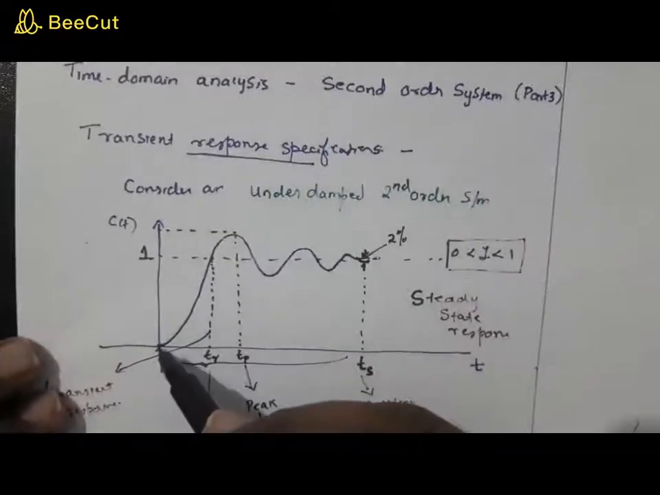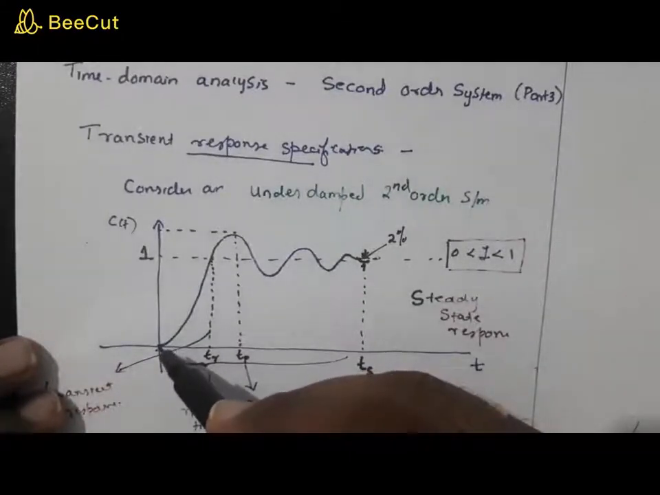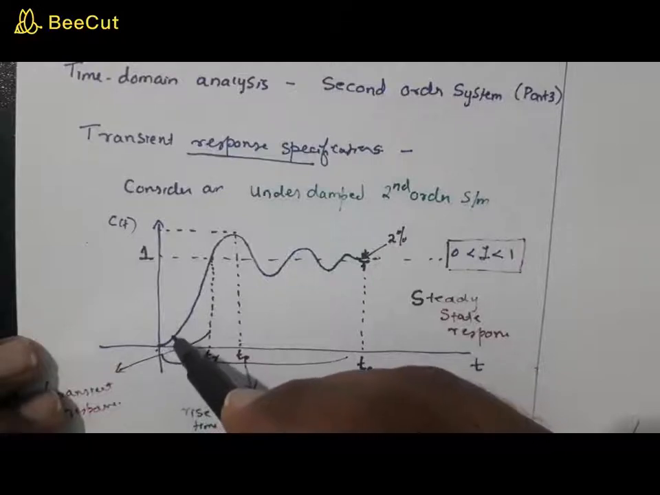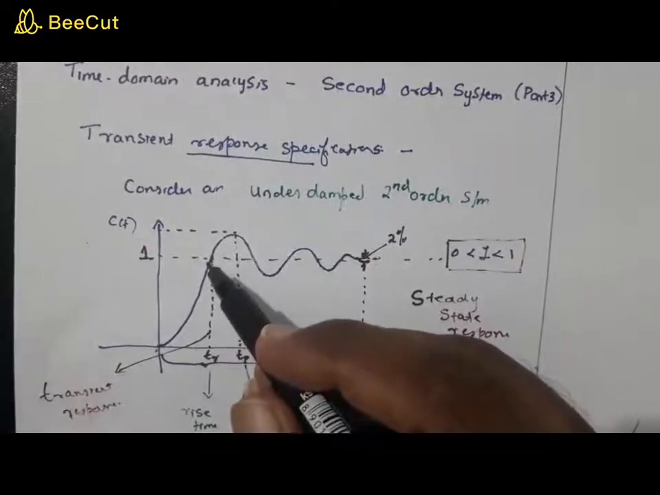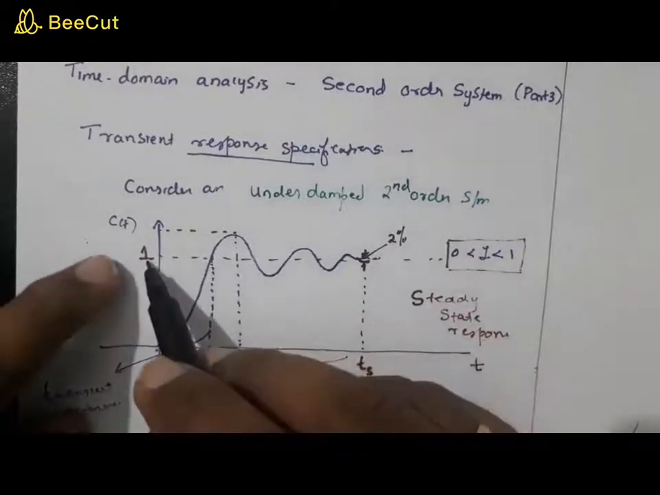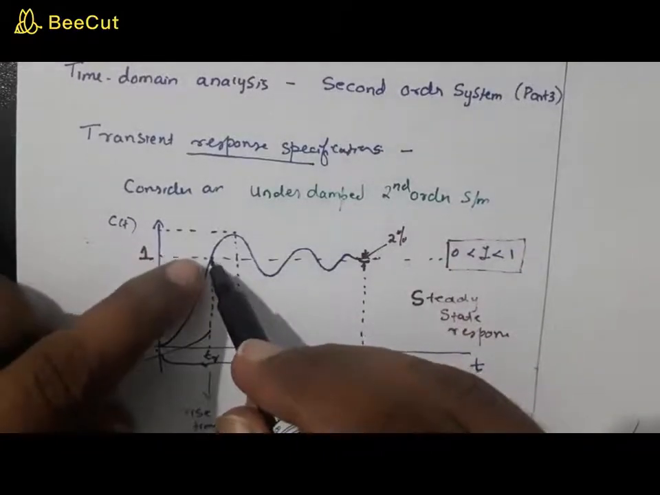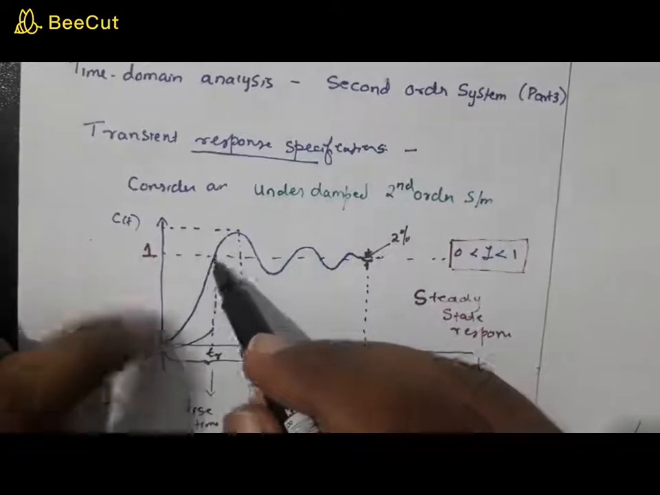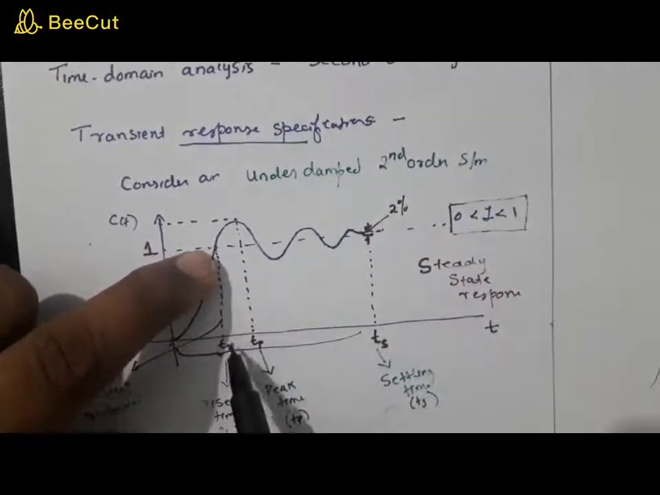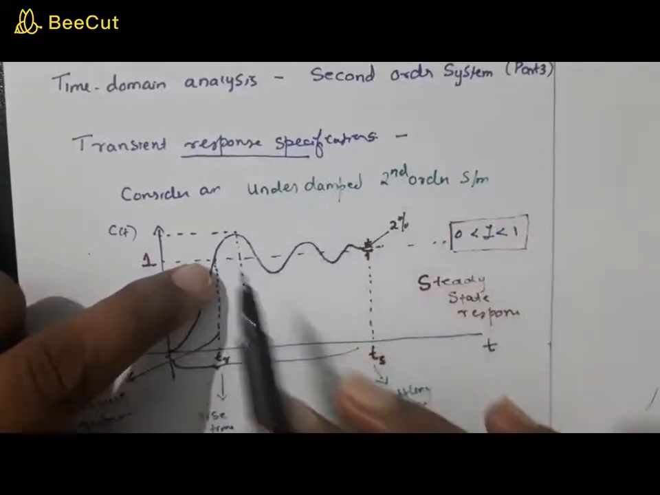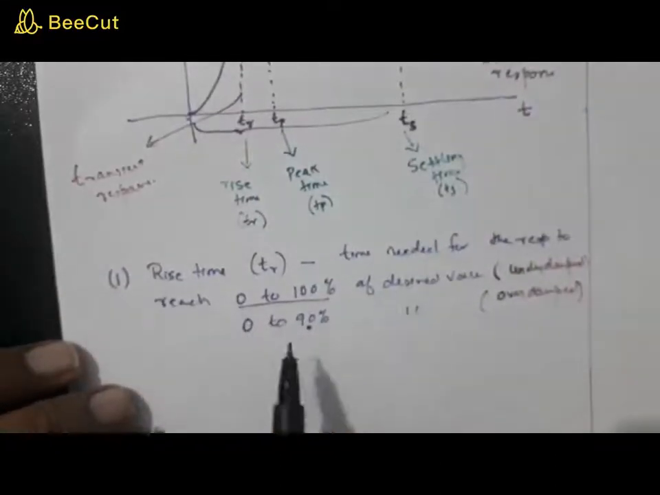Look at this. As the time increases, C of t increases, and the first time it reaches the desired value, which is equal to 1, the time the system needed to reach this 1 is what is called the rise time. And since it is an underdamped system, we take the definition to be 100%.